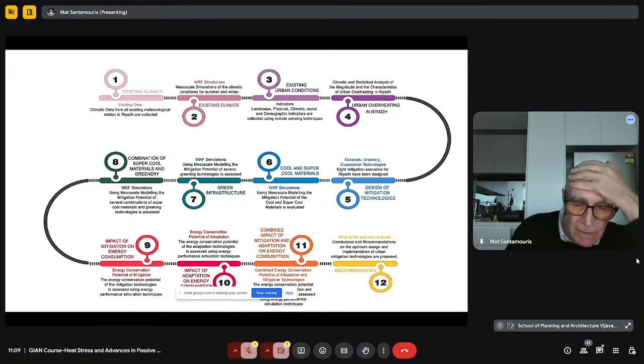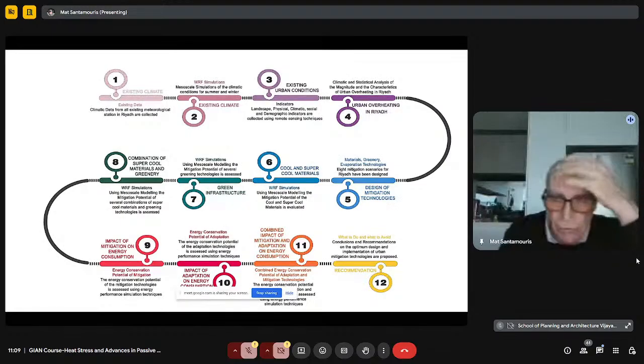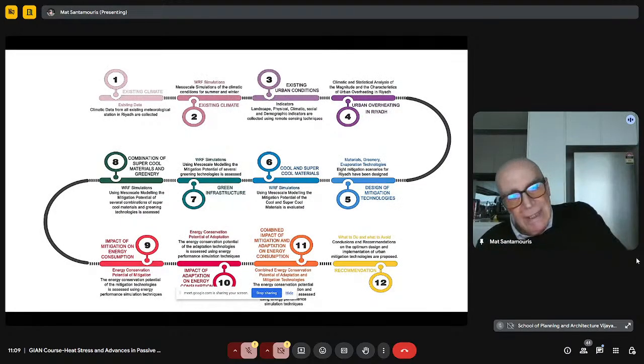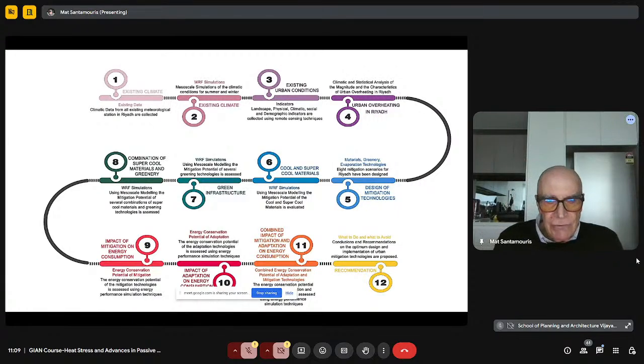Analysis of the results taken from the simulations for the buildings, for the materials and the greenery has shown that perhaps combinations have to be used to combine the two technologies in a proper way in order to help each other and achieve the highest possible mitigation potential. So in the 8th step, we created combination strategies, and especially several combinations of cool and super cool materials and greenery.